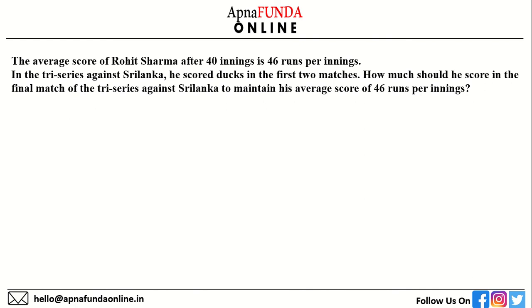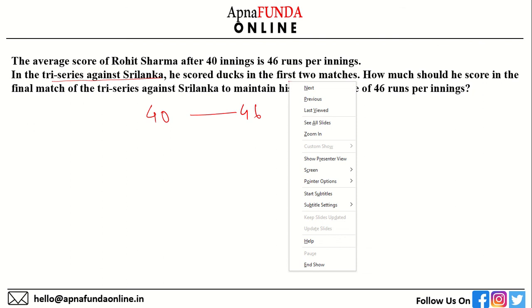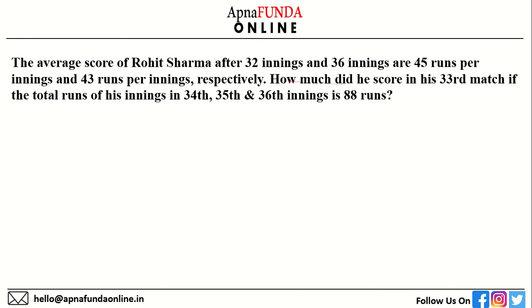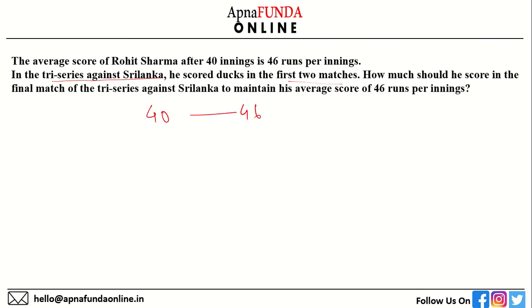What is given is his average score after 40 innings is 46 runs per innings. In the Tri Series against Sri Lanka, there are three matches. He scored ducks in his first two matches. So 43 matches he played, and after 43 matches, he wants to maintain the average score of 46. So how much should he score in the final match?